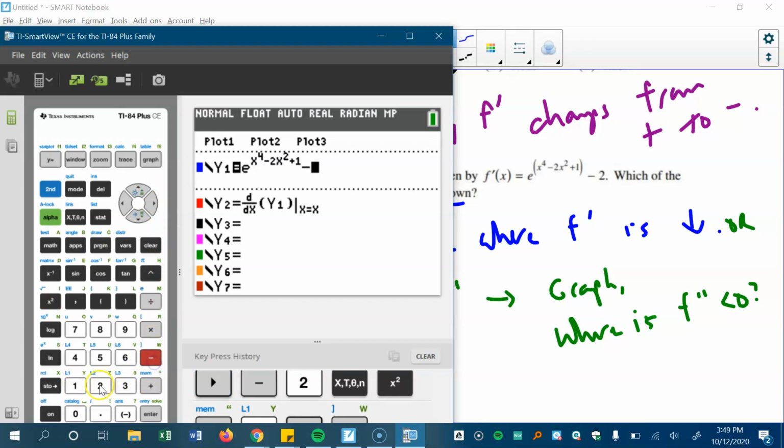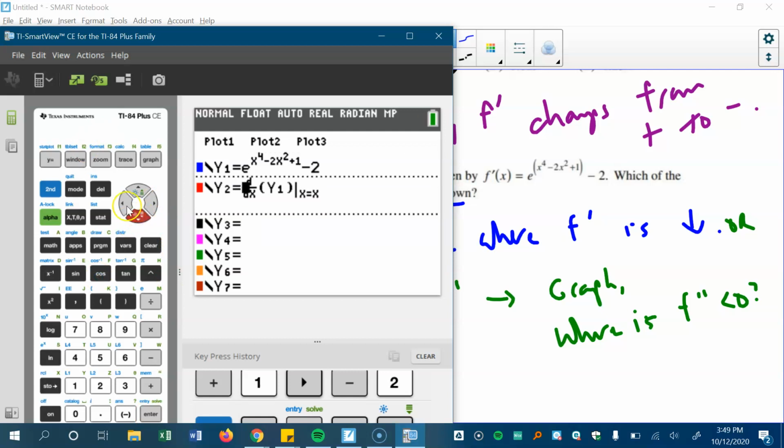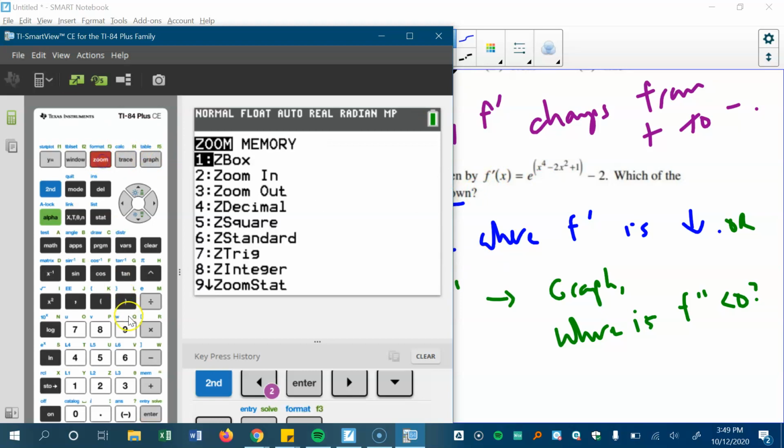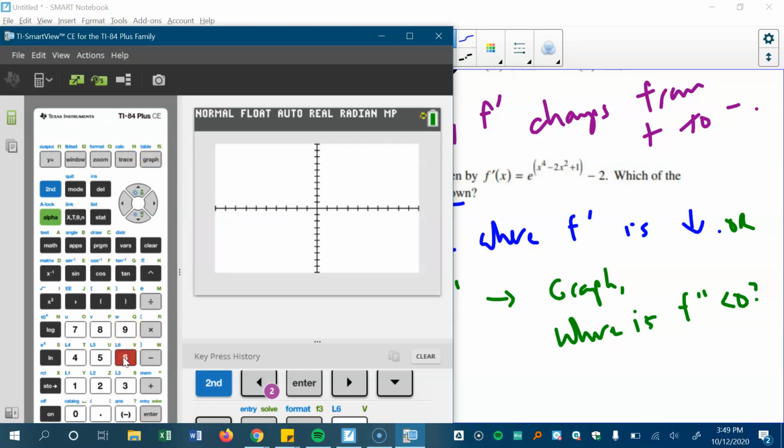Okay, what I'm going to do is deselect y1. I'm going to select y2 because I actually want to see the second derivative. And the second derivative is the derivative of the first derivative. And y1 is the first derivative because we have f prime. Okay, let's go into a graph. It's going to take a while. I'm going to do zoom standard just to reset the window. Oh, wow, that's fast.